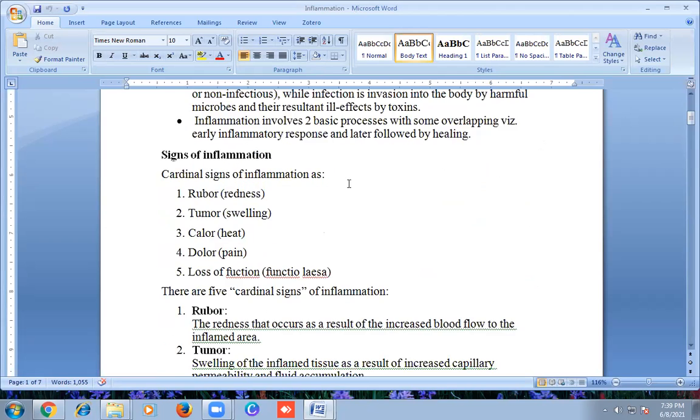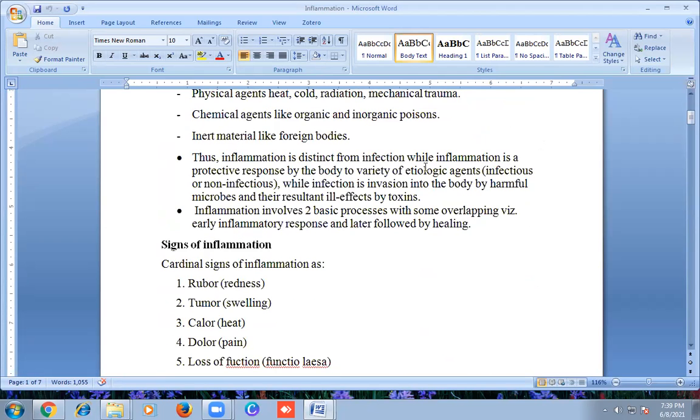So here you see, inflammation is a protective response by the body to a variety of etiological agents. Are you getting all of you?